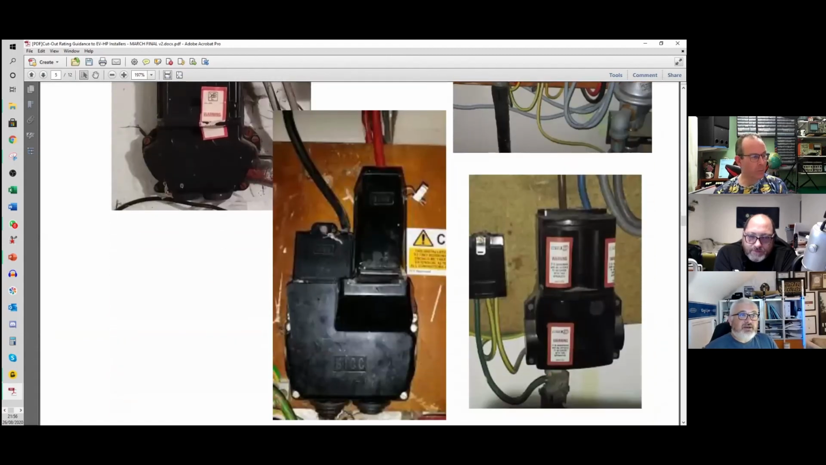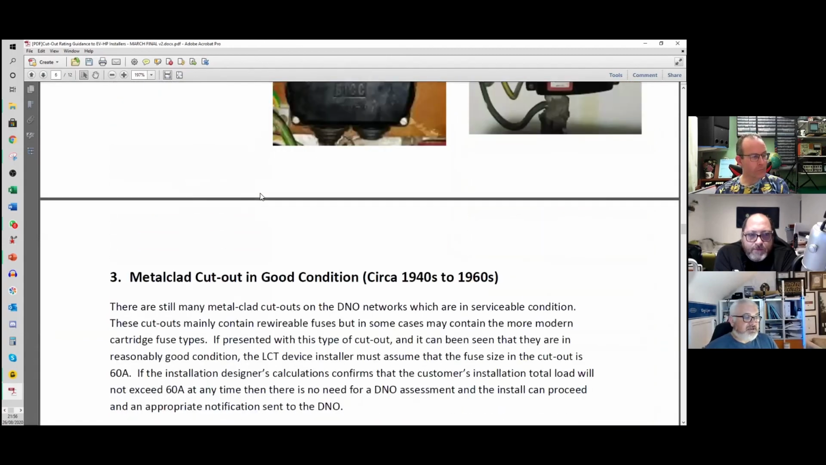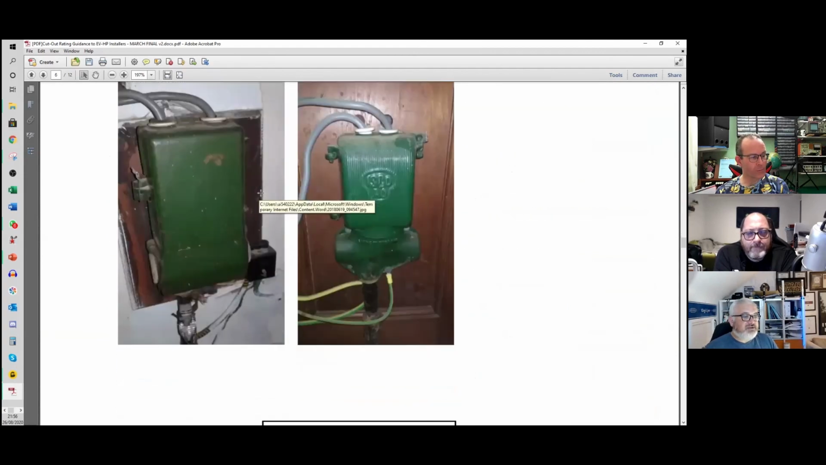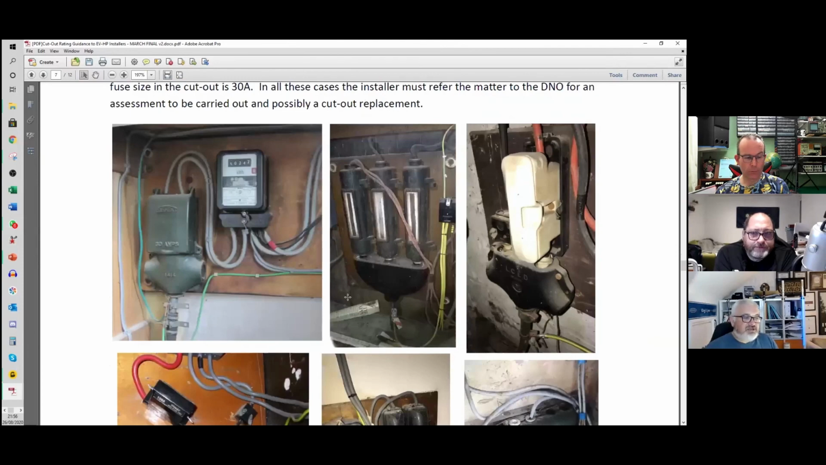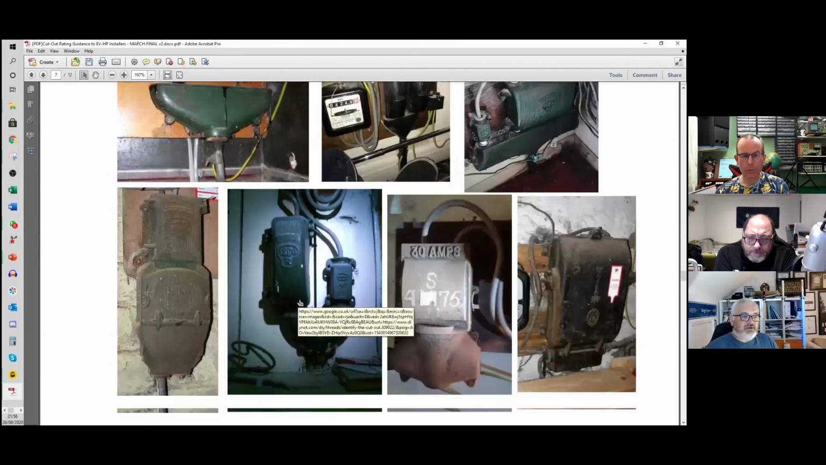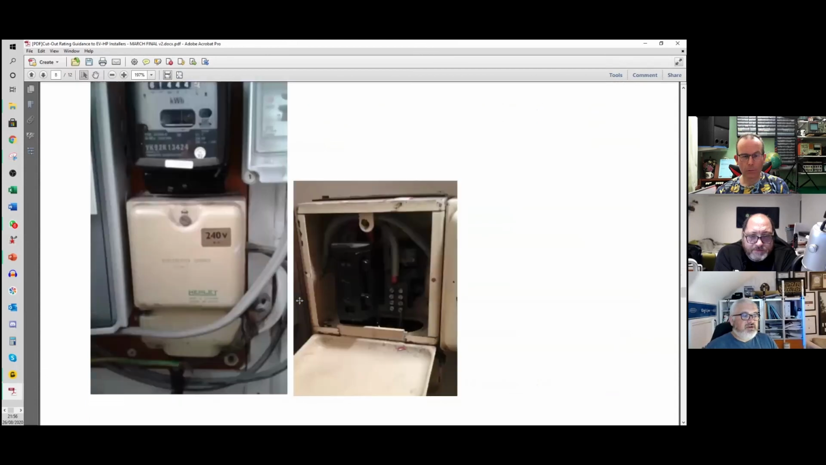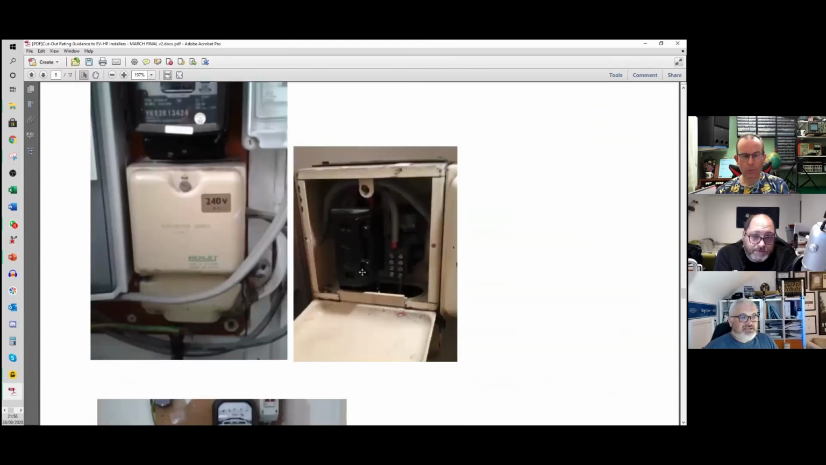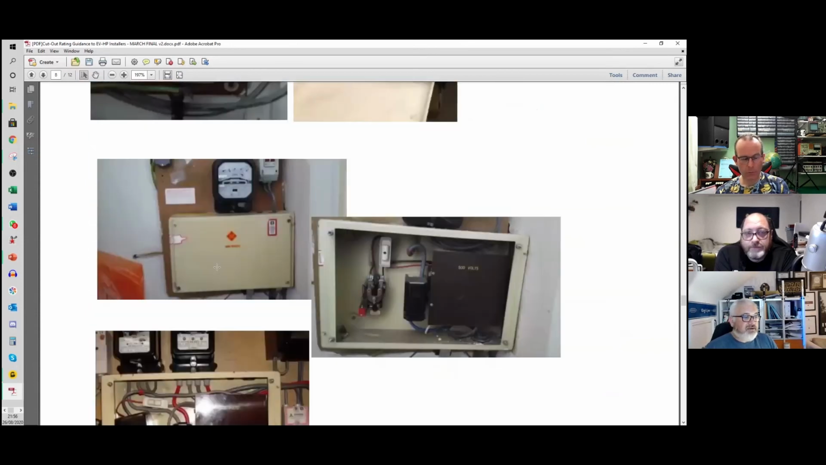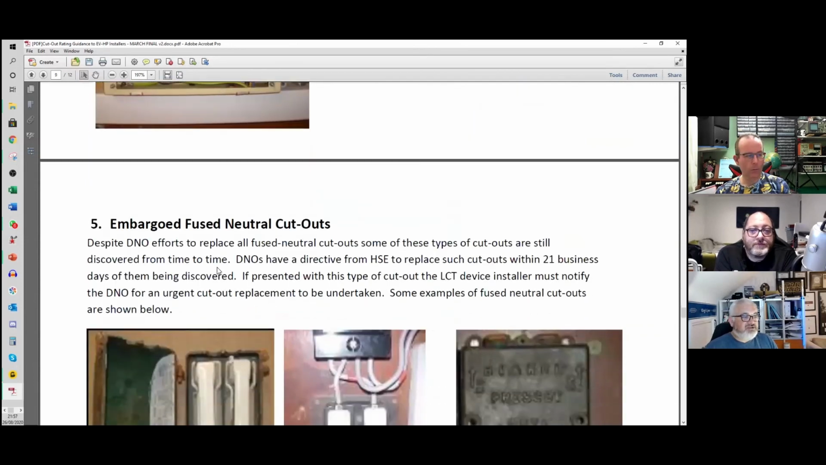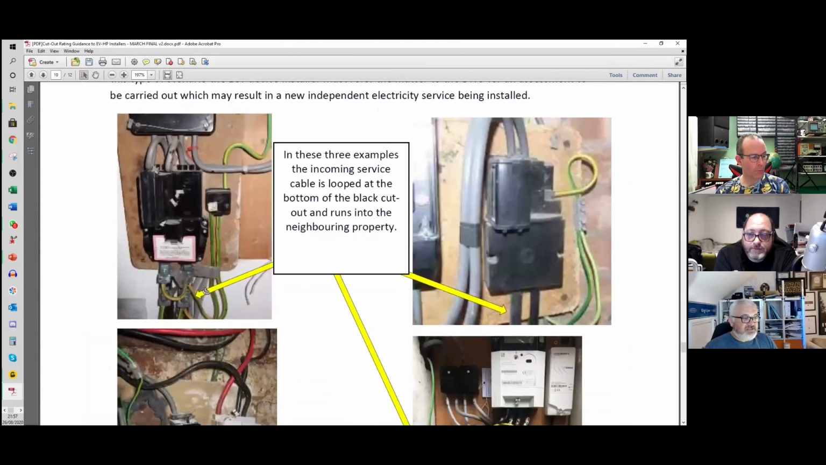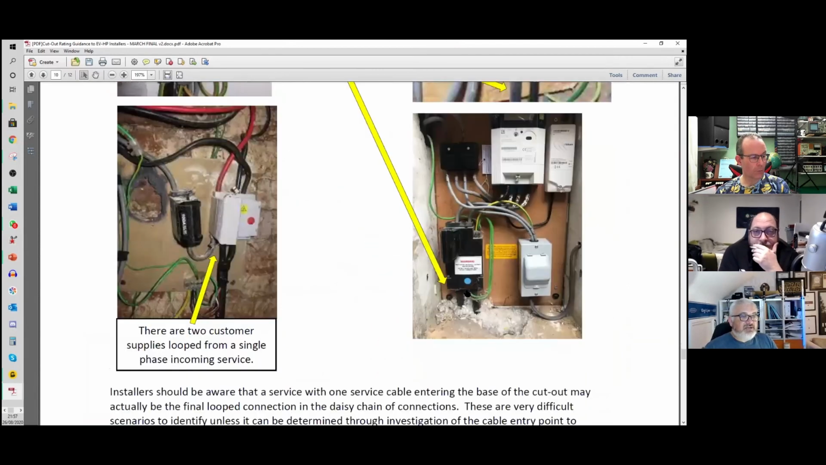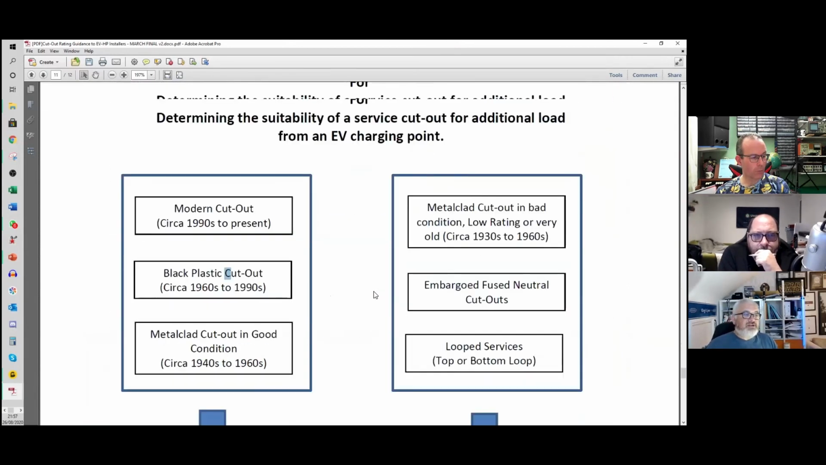So, yeah, this is all publicly available information. But what it does do is it goes into quite a significant level of detail. So for those looking for education and knowledge on cutouts, you can Google it, you can get it on your phone, and try to understand what's in these biscuit tins, because I had that biscuit tin type on my house for many years, and all the different configurations you get, the embargoed neutral cutouts, loop services in and out, neighbouring properties. There's some really good knowledge, and this is a great one.